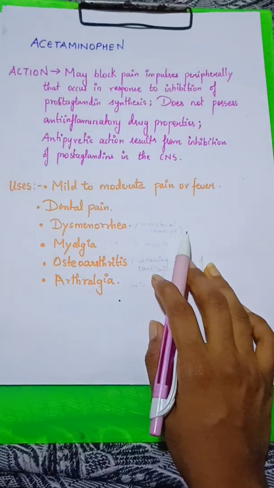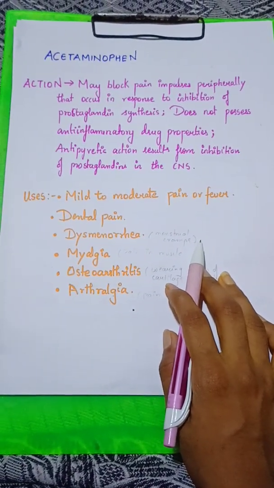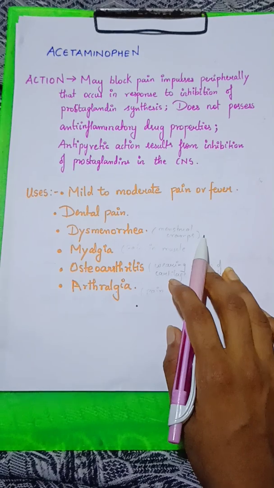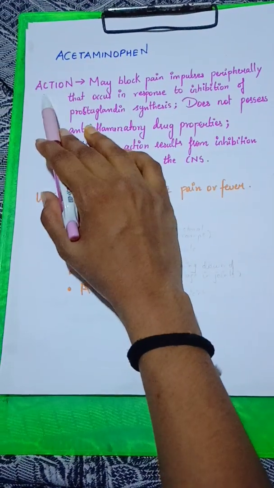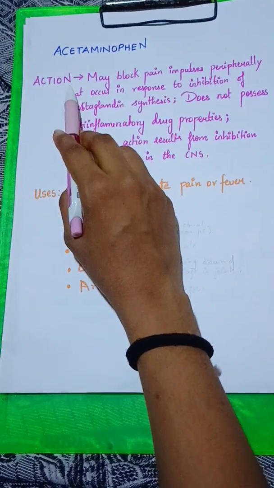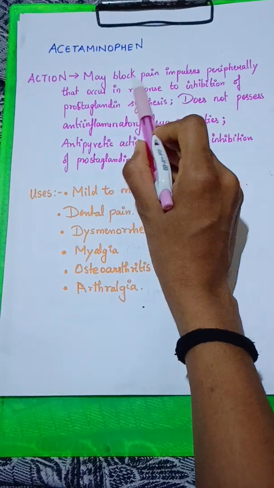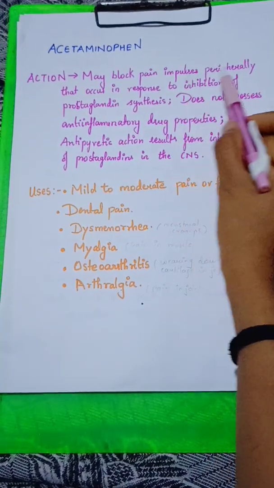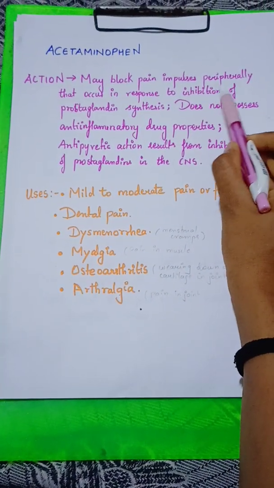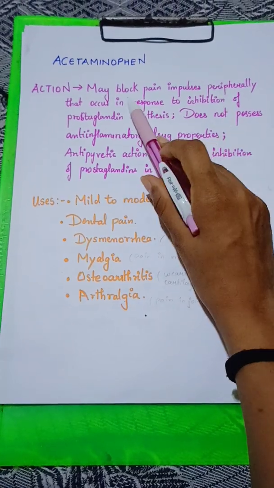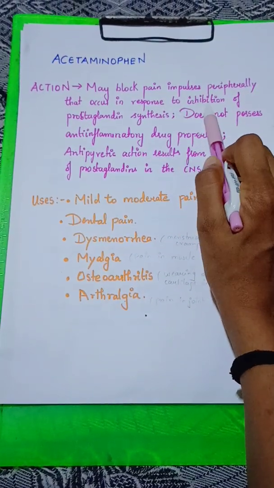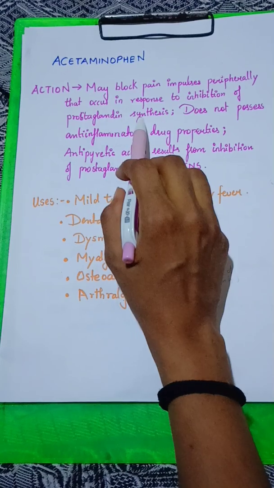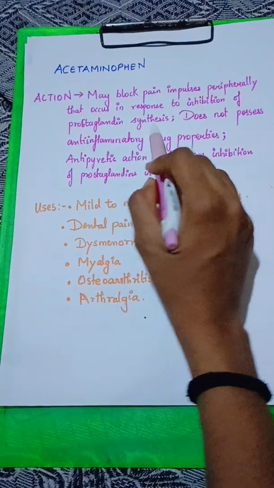Today we are going to see about acetaminophen, that is paracetamol. The action of acetaminophen is that it blocks the pain impulses which are generated in the peripheral area, in response to inhibition of prostaglandin synthesis.